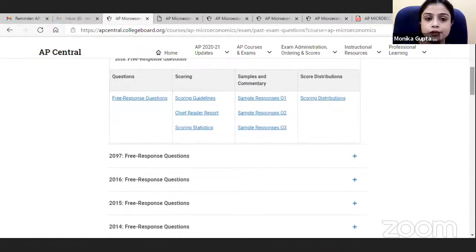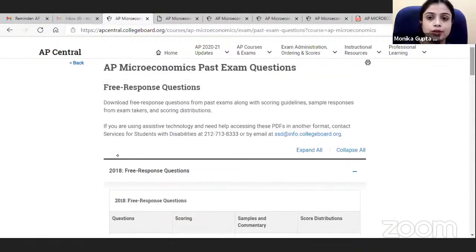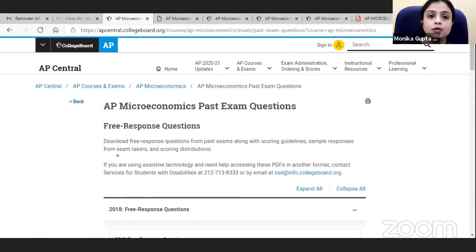When you expand it all, you'll get a lot of free response questions available on the College Board website also. A lot of resources are available for free on the College Board website, so you can go through it at any point of time. Whatever information is given by the College Board website is very crucial. So always visit this website on a daily basis, so that if any changes are made, you will be informed about it.